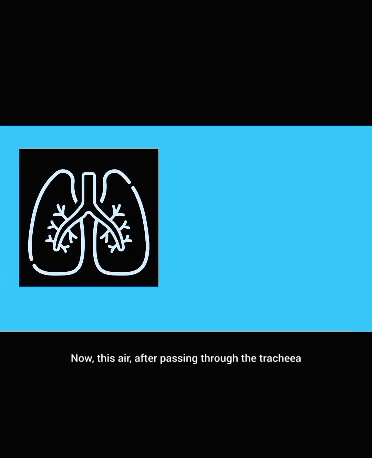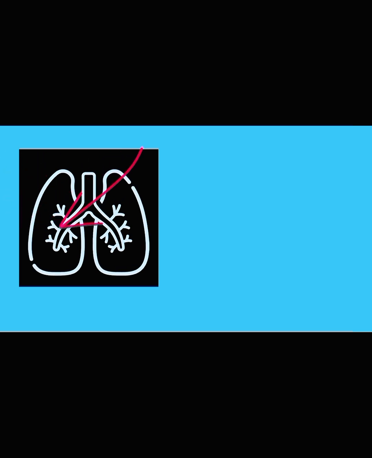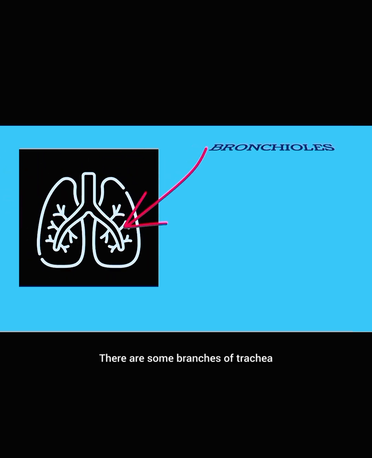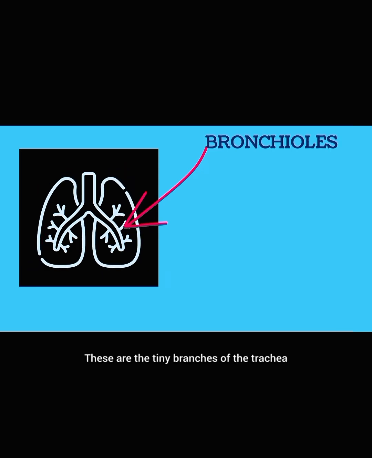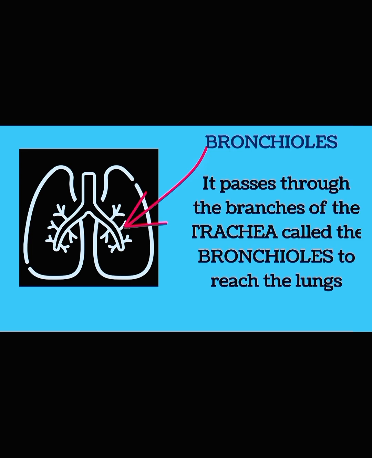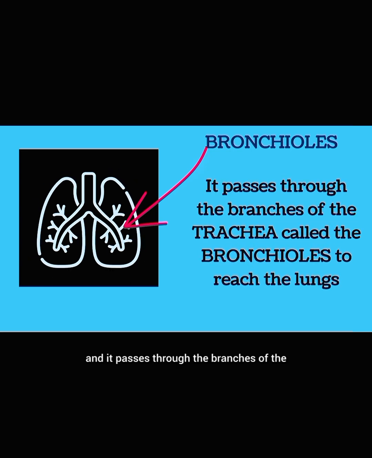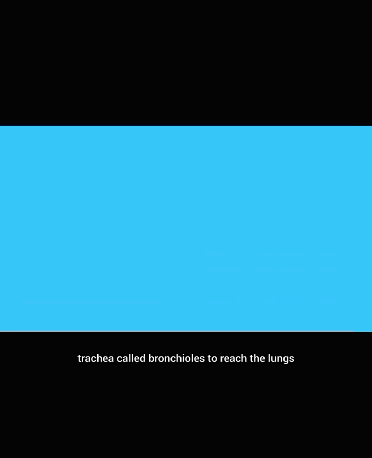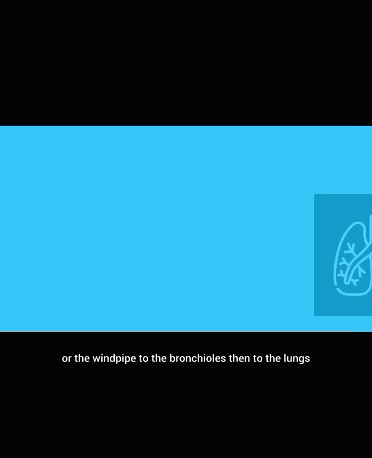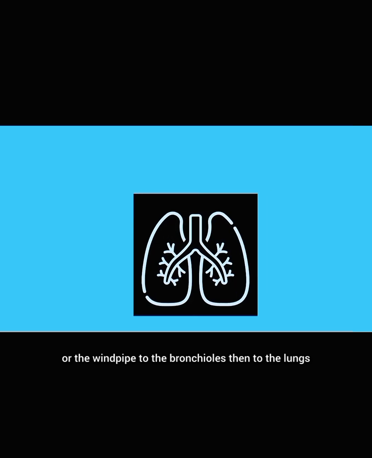After passing through the trachea, this air will branch. There are some branches of the trachea. We call them the bronchioles. The bronchioles are the tiny branches of the trachea. And the air passes through the branches of the trachea called bronchioles to reach the lungs. So you should know: from the trachea or the windpipe to the bronchioles, then to the lungs.